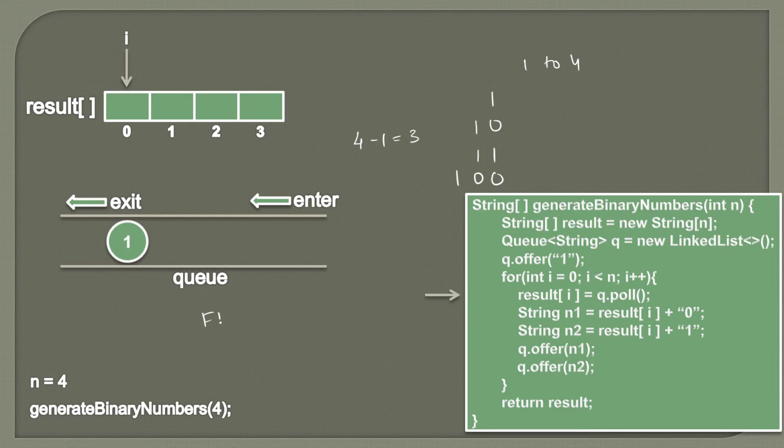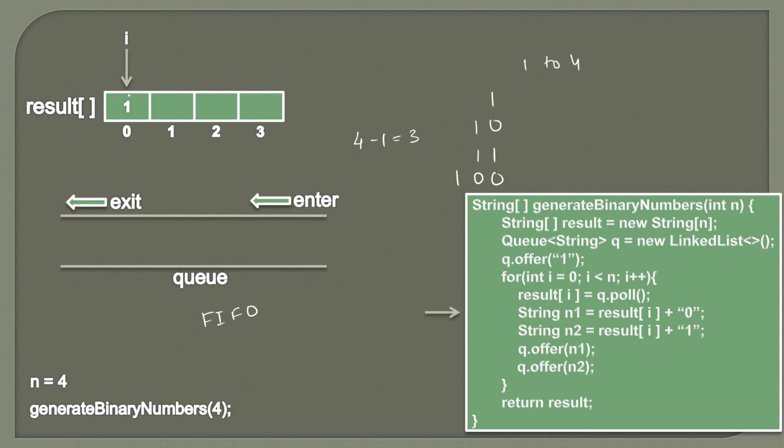Because the queue is a FIFO data structure, first in, first out. The element which enters first will be first to be removed. So 1 will be pulled out and simply provided to the result array at 0 index, because I is pointing to 0. So this gets pulled out and 1 comes here. This is nothing but a string like this, because we have created a result array of string type. For the time being I am just demonstrating it without double quotes.